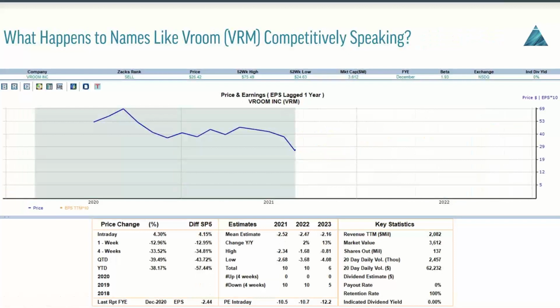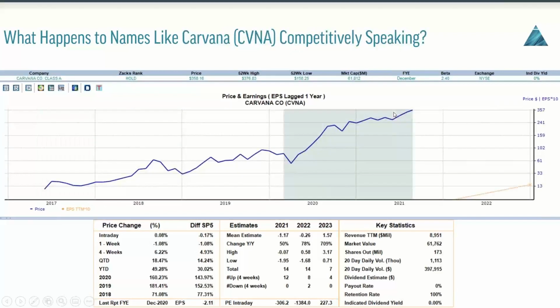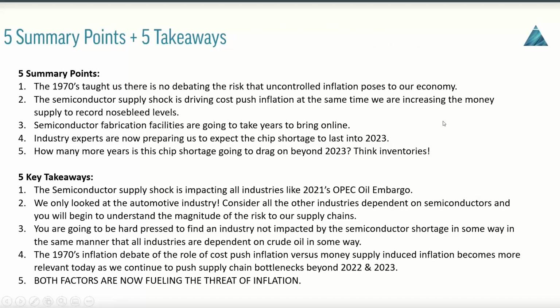What happens to names like Vroom, right? Zacks rank sell. Again, this is a competitive landscape shift, perhaps, that we're looking at here in the future. Same thing with Carvana. What happens to names like Carvana? Okay, these are those vending machines, or deliver to your home purchases of used vehicles. And what would stop all these other major automobile dealerships from entering that space now that there's no inventory? So we've got to think about that going forward.